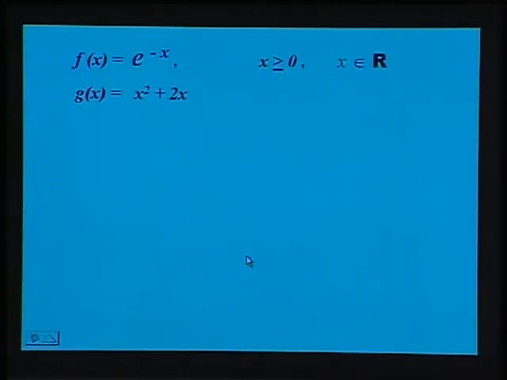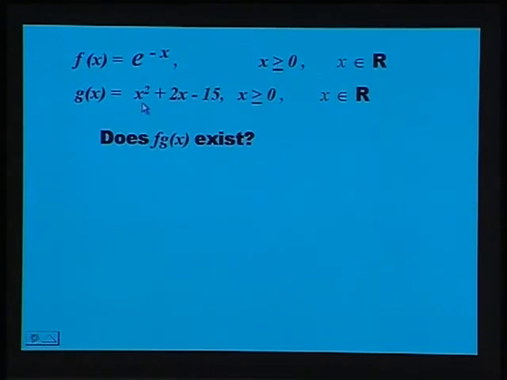Now, we'll take an example, because we said that not always can f(x) and g(x) be combined to obtain f(g(x)). We'll take an example in which such a combination will not be possible. Let's consider the function f(x) equal to e to the minus x, defined for the domain x greater or equal to 0, x real, and g(x) equal to x squared plus 2x minus 15, x greater or equal to 0, and x real. Does the composite function f(g(x)) exist?